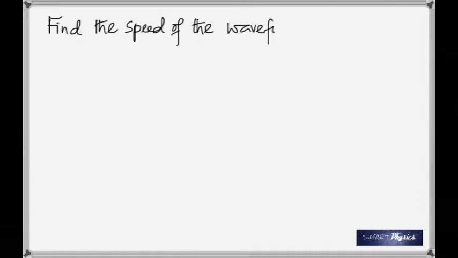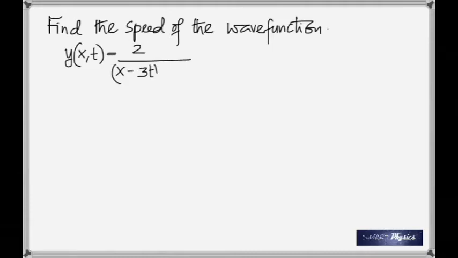This is an example where you have to find the speed of the wave function. Let's say that y as a function of x and t is given by 2 by (x minus 3t) whole squared plus 1. So first what you would have to do is take the first derivative of this function with respect to x, assuming t is a constant. And this is a u by v function, therefore the formula is going to be (v du by dx minus u dv by dx) whole divided by v squared. Keep that in mind as we do this.